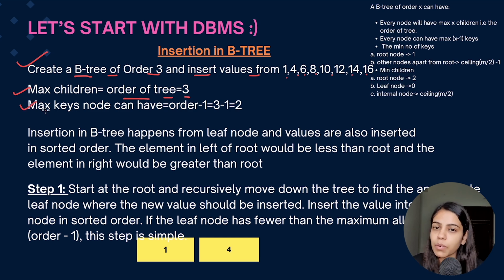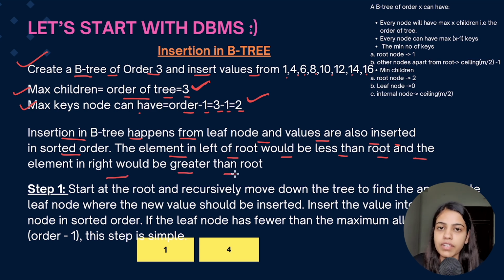Now coming to the maximum number of keys a given node can have, that is order minus 1, that is 3 minus 1, so 2. So the maximum number of keys a node can have here is 2 and the maximum number of children a node can have is 3. Insertion in a B tree happens from the leaf node and the values are inserted in sorted order. So the element in the left of the root would be less than the root and the element in the right of the root would be greater than the root.